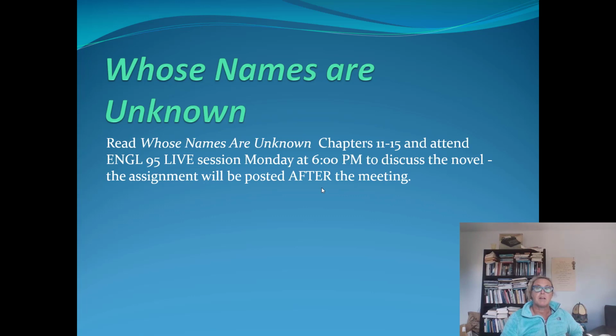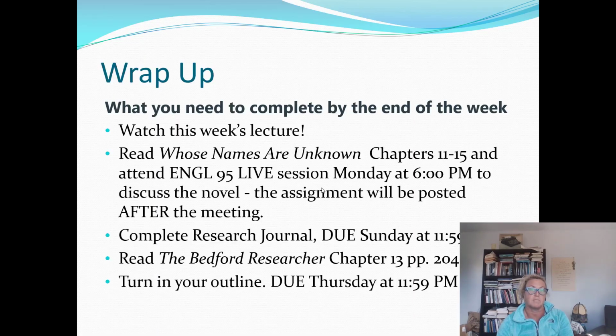So this week we're going to be reading Whose Names Are Unknown, chapters 11 through 15. Things are getting dire in this part. I know they were dire before, but now they're really getting dire. And we are going to talk about it, and there will be a discussion posted after class. Please do try to make our class on Monday, it's a great place to ask questions if you have them. But also, I hope to bring a librarian in to help you with specific questions.